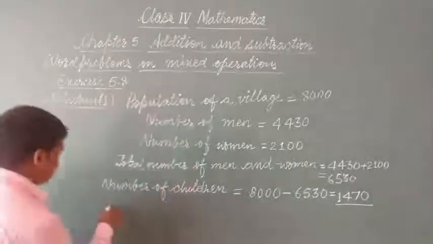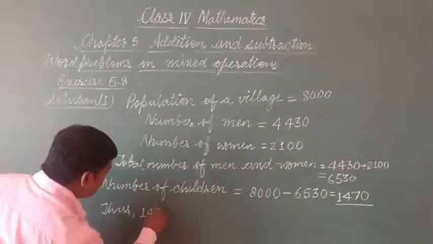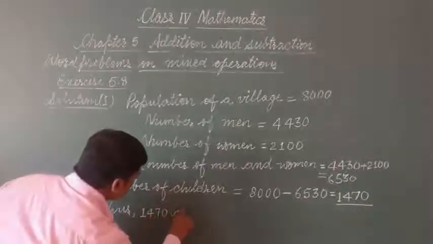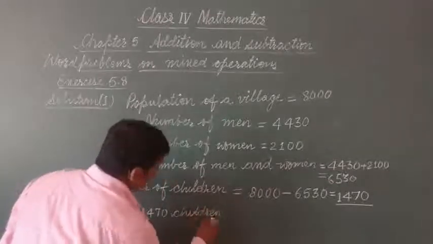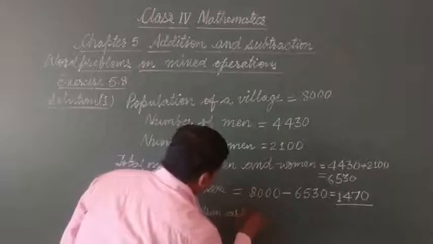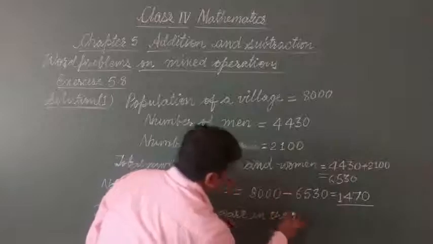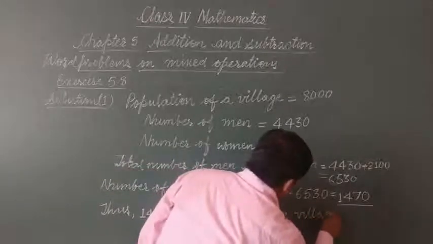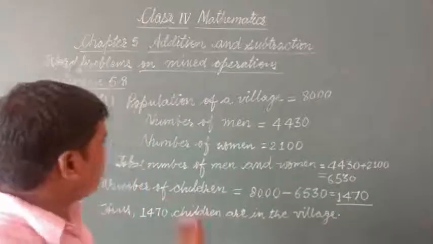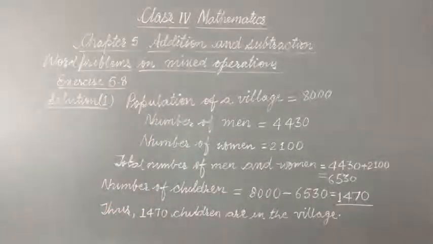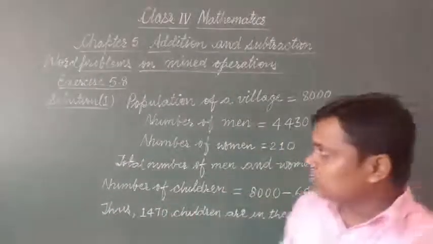So we write thus 1,470 children are in the village. So this is the required solution of question number 1 of exercise 5.8. Remaining questions, only 2 questions are left from this exercise. So you will do. So you have your homework.